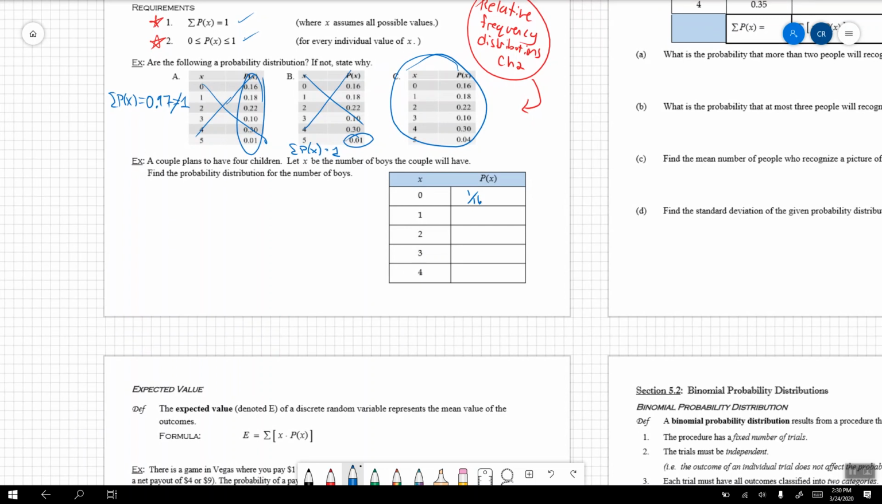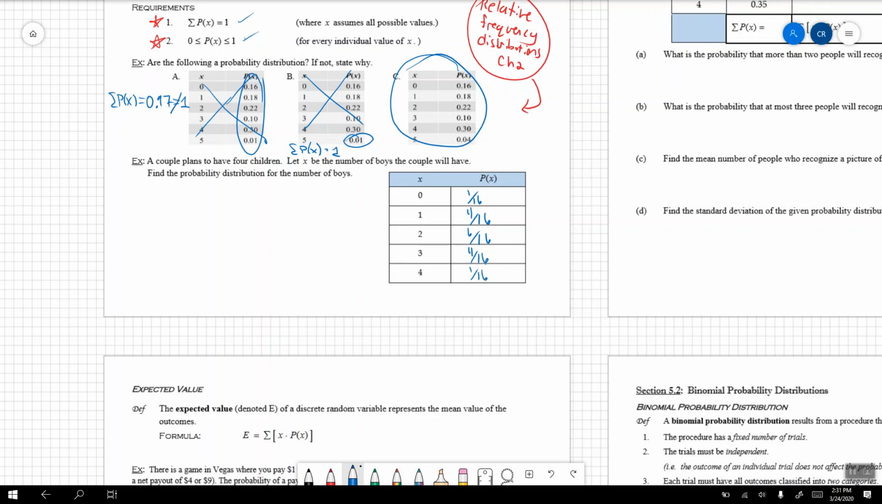Great. Now, how many of those outcomes only had one boy as a scenario? Only one boy. Count them up. 4 out of 16. How many had 2 boys? 6 out of 16. 3 boys. 4 out of 16. 4 boys. That's only one scenario. There we are.